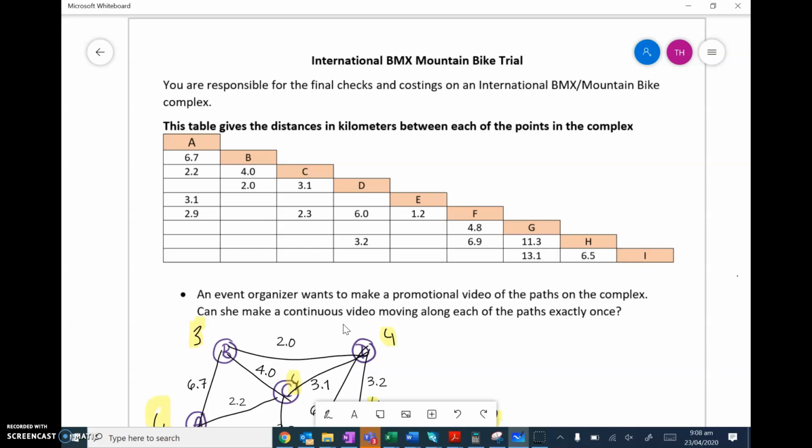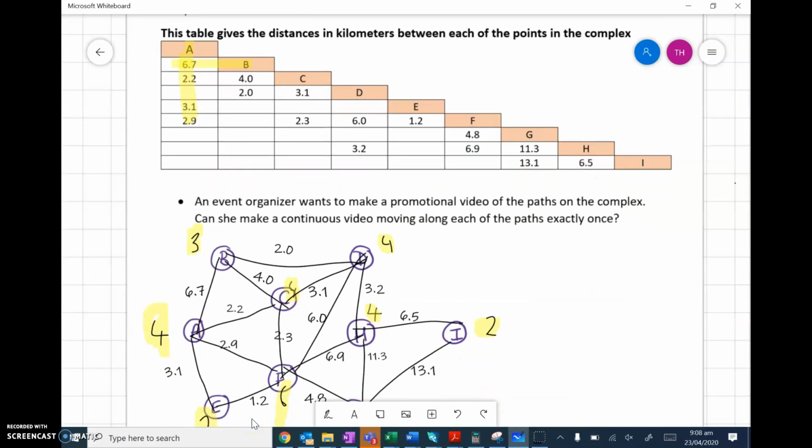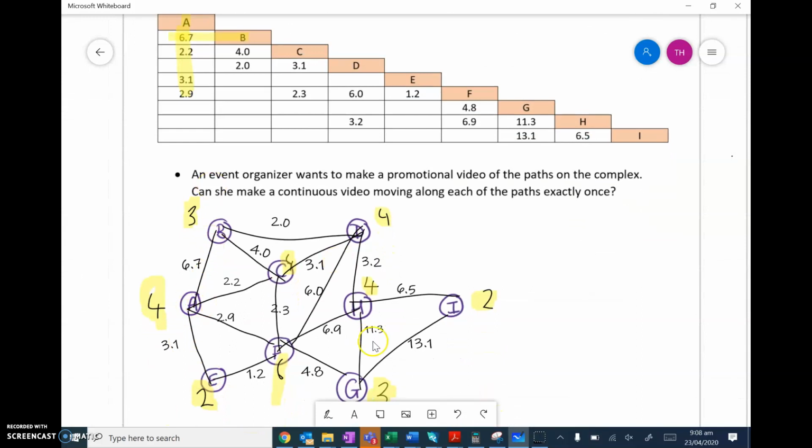Before we do that, we need to get our diagram drawn, just in case some people are still confused. This here is all the connections for A. A connects to B with a distance of 6.7, so my connection from A to B here is 6.7. A connects to C. We go from A across to C with 2.2. So A to C is 2.2.